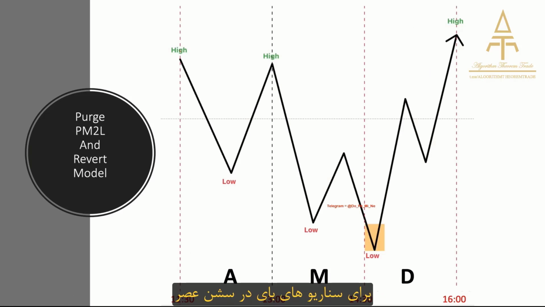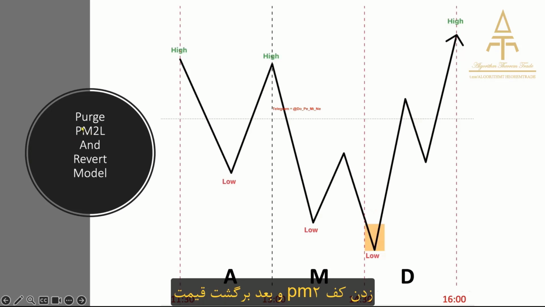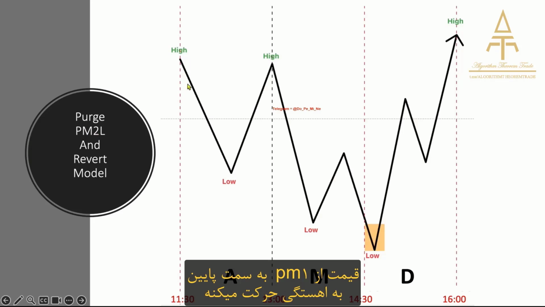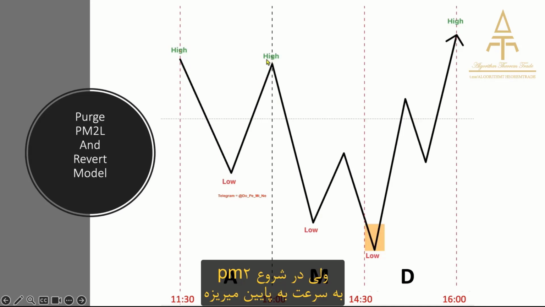For the long scenario during the PM session, we're going to take a look at a purge of the second PM cycle's low and revert model. This occurs when, from the PM opening at 11:30 or during the lunch opening, the market is slowly trading lower than during the second 90-minute cycle's open, which occurs at 1 PM. The market sells off rapidly.